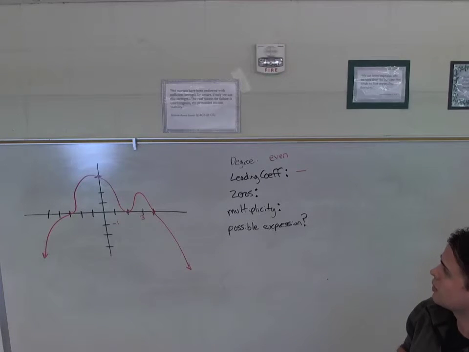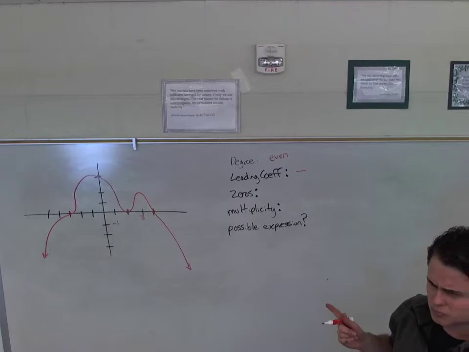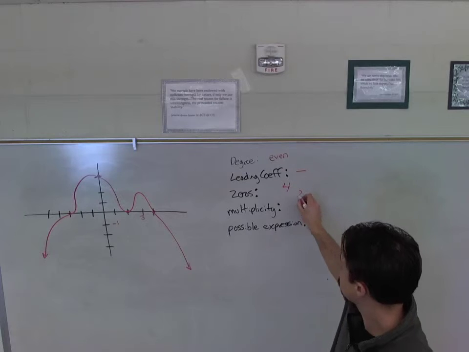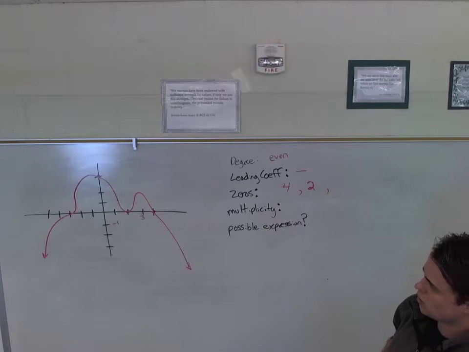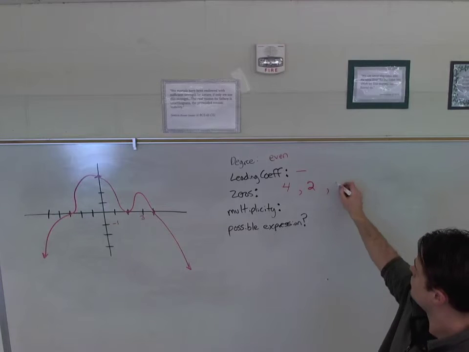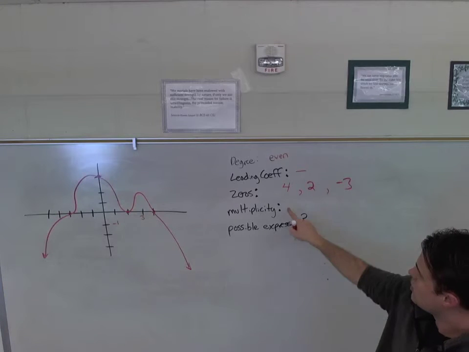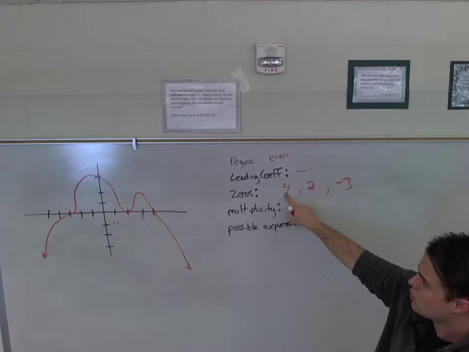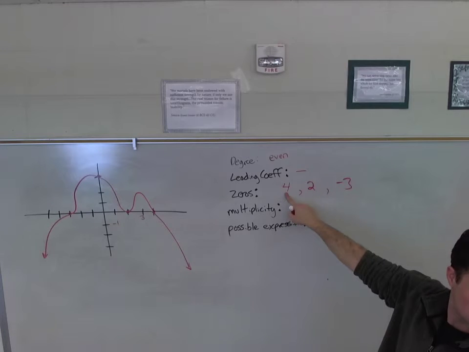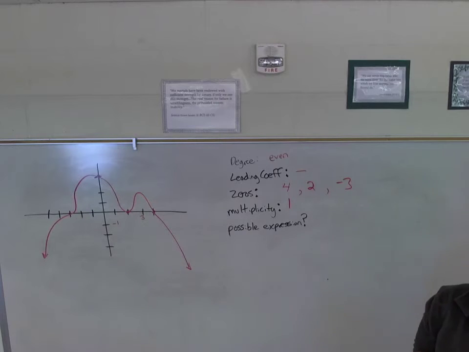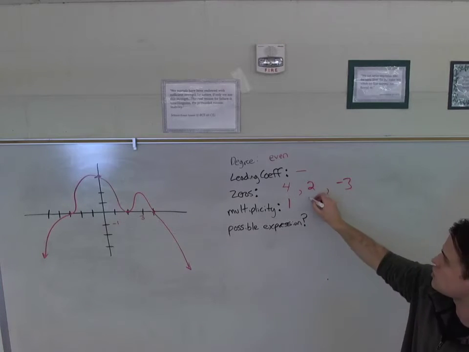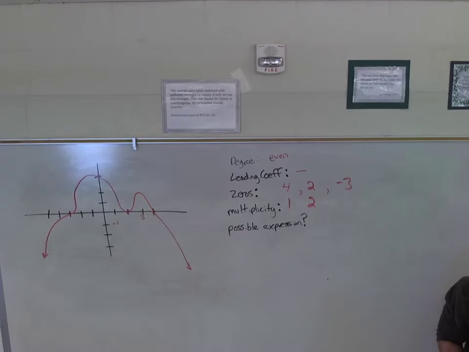All right. So we've got 4. We've got 2. And -3. How many times does it look like 4 happens? Once, because it goes straight through, so that's its multiplicity. How many times does it look like 2 happens? Twice.